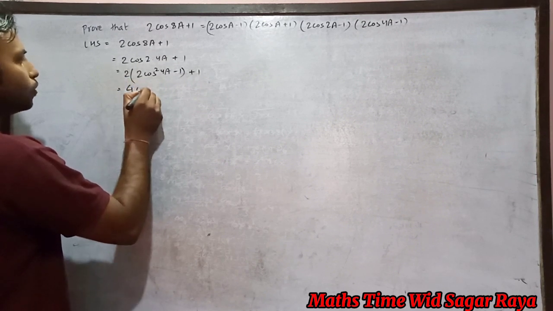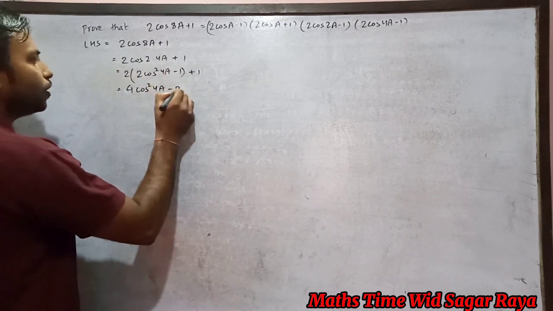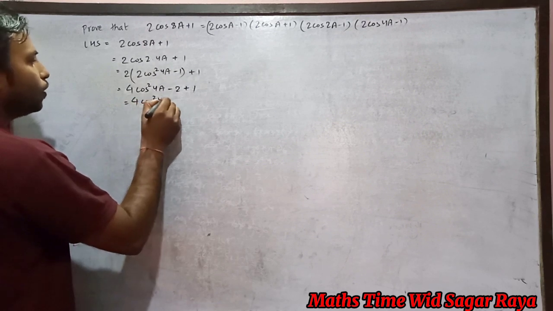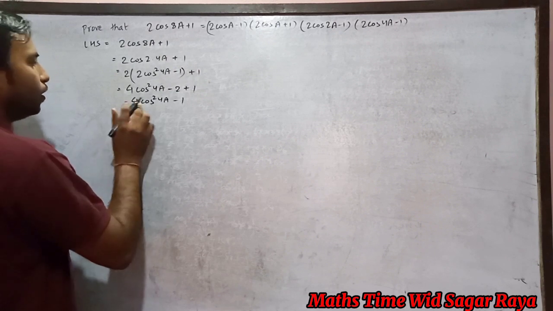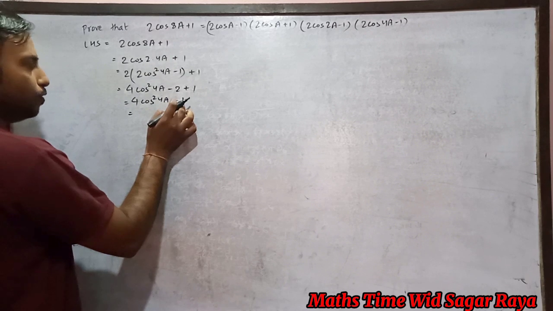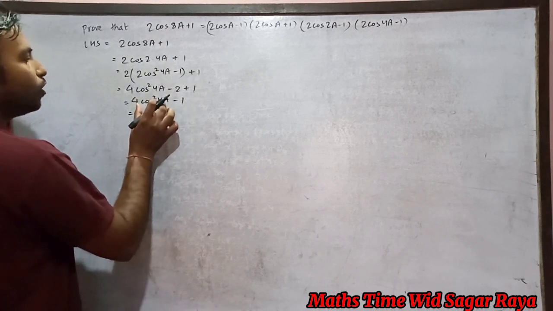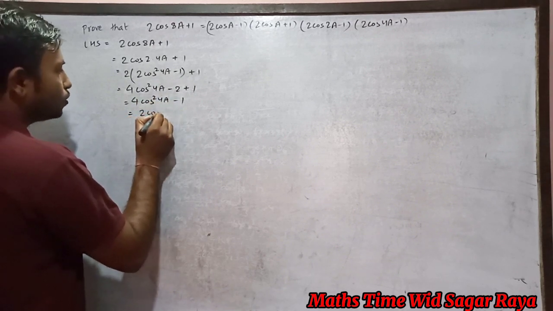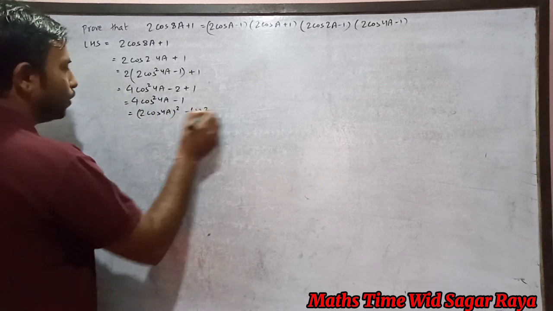Now 2 2s are 4, cos²4A. Now 2 into -1 is -2 plus 1. So 4cos²4A, -2 plus 1 is -1. Now this is in the form of a square, and this 1 can be written as 1 square. So we can change this into the formula of a square minus b square. So (2cos4A) whole square minus 1 square.